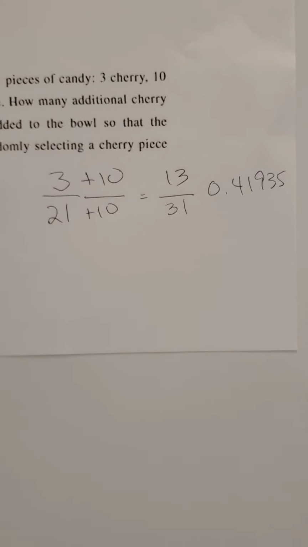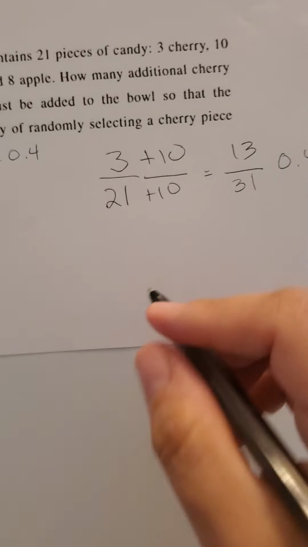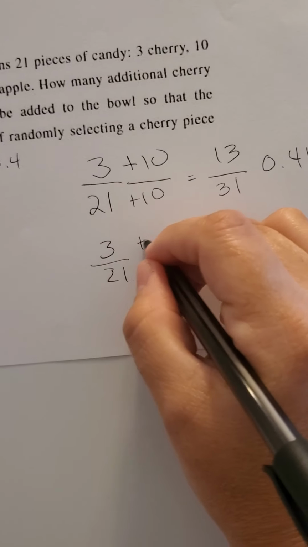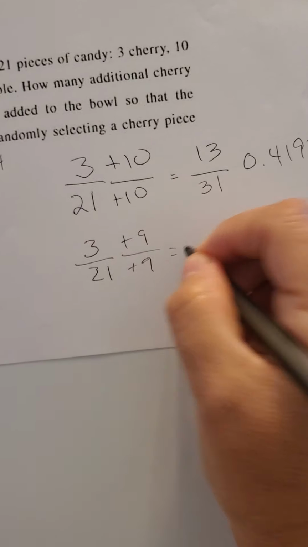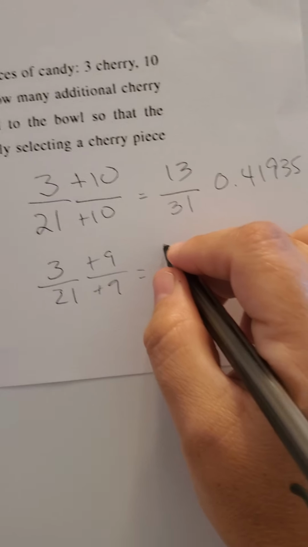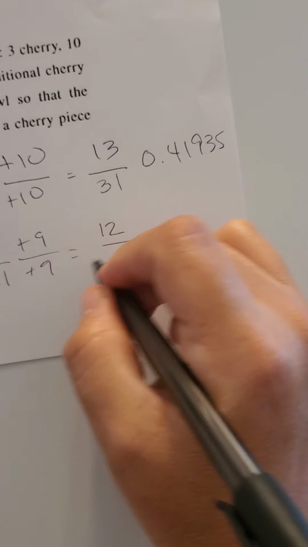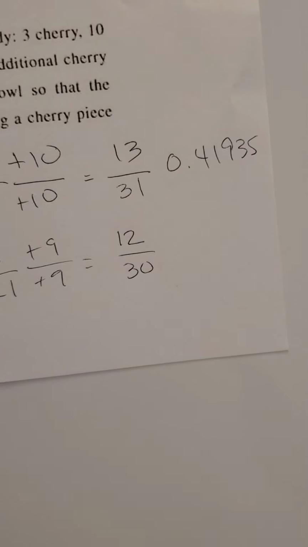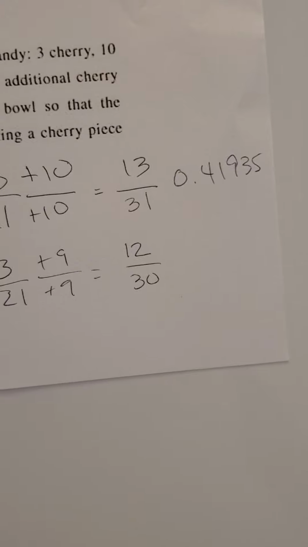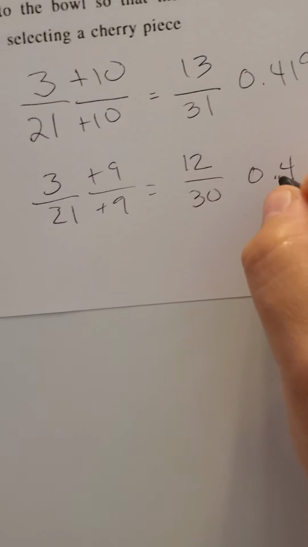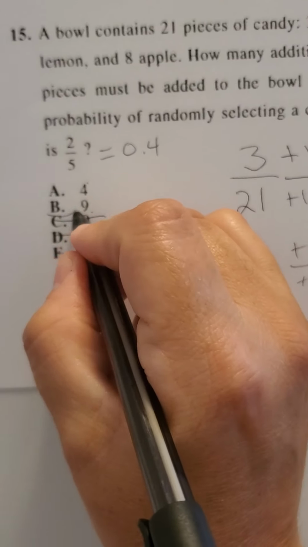Since it's just a little too much, let's play with 9. So that would be 3 over 21, and I'm going to add 9, and I'm going to add 9. So that would give me 3 plus 9 is 12, and 21 plus 9 is 30. And 12 divided by 30 gives me what I'm looking for, 0.4. So it would be B, 9.